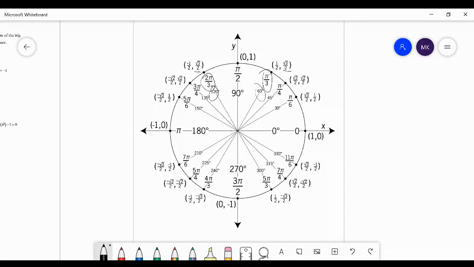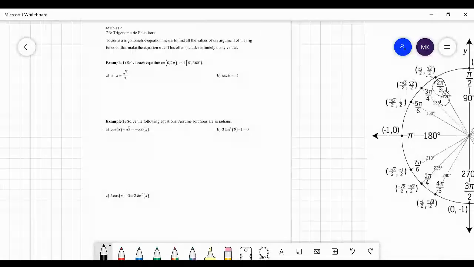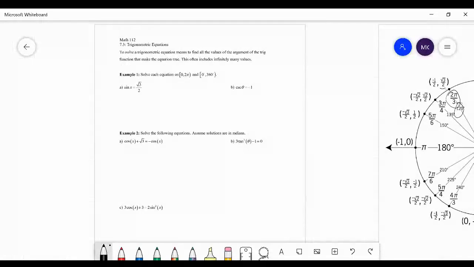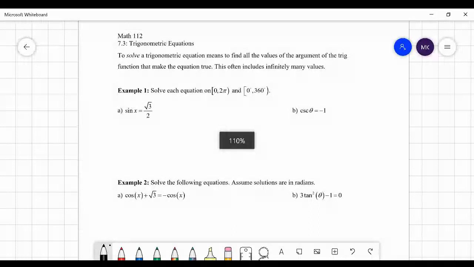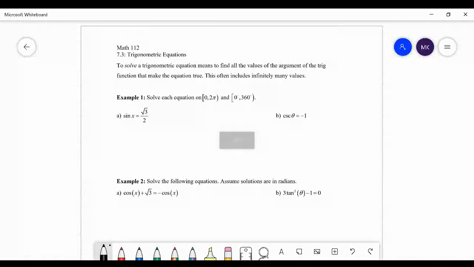So if we go back over to our problem, our solutions are that x is equal to pi over 3 or 2 pi over 3. So those are both in radians. Or the equivalent degrees, 60 degrees or 120 degrees. Okay, awesome. So now let's look at part B.